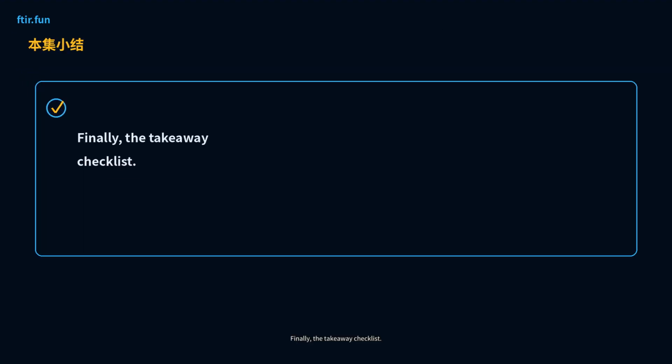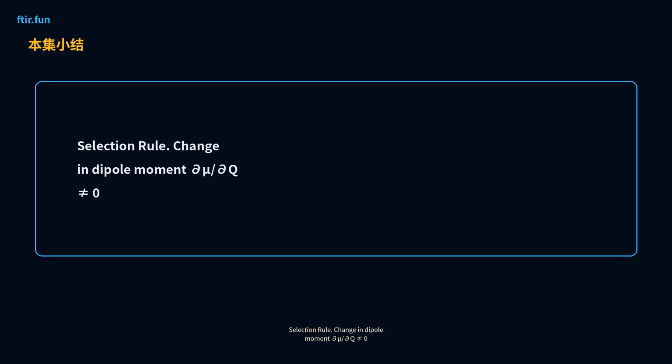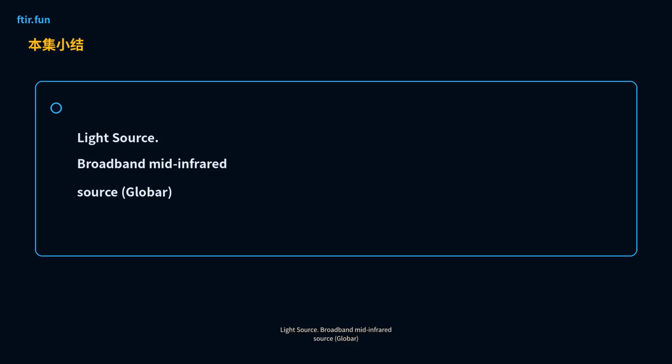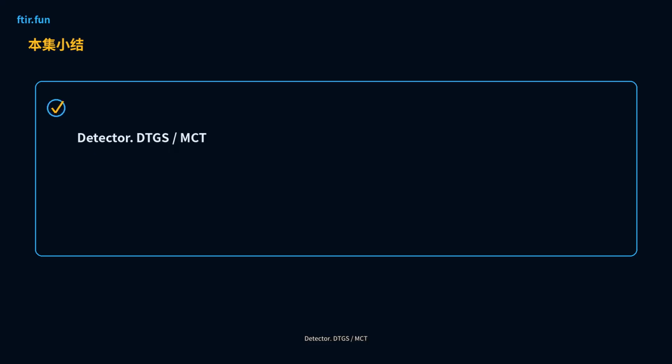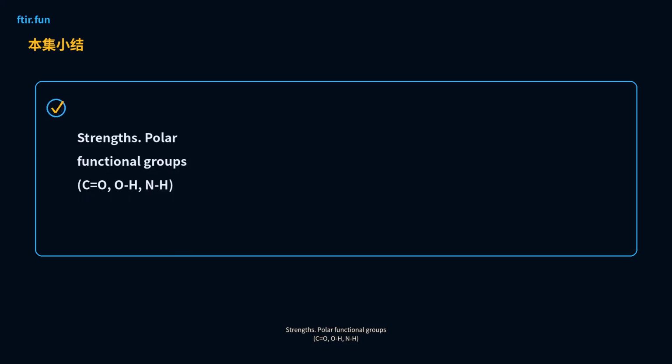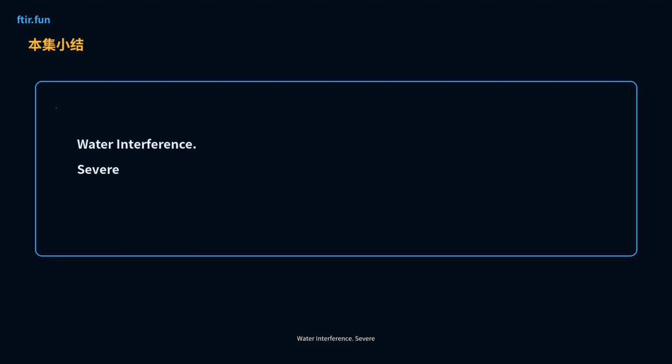Finally, the drill checklist. Make sure you can recall each item. Core knowledge points. Infrared spectroscopy. Physical mechanism: photon absorption. Selection rule: change in dipole moment, dμ/dQ not equal 0. Light source: broadband mid-infrared source, globar, detector DTGS, MCT. Strength: polar functional groups, C=O, OH, NH. Water interference: severe. Fluorescence interference: none.